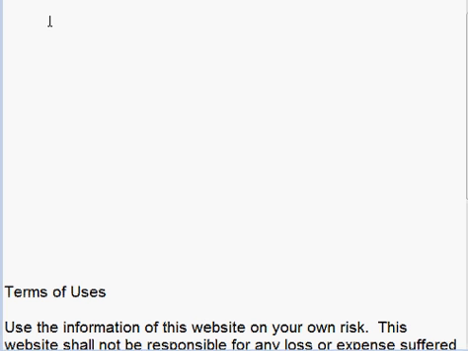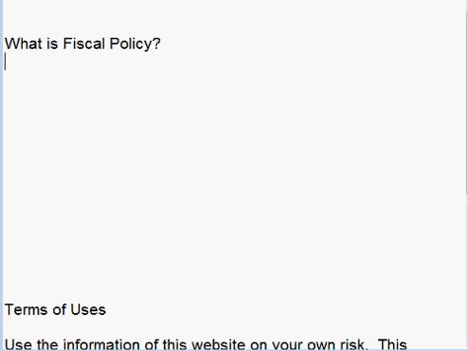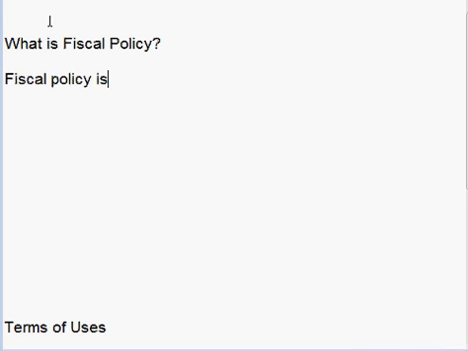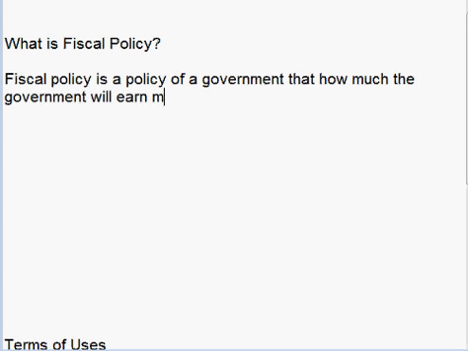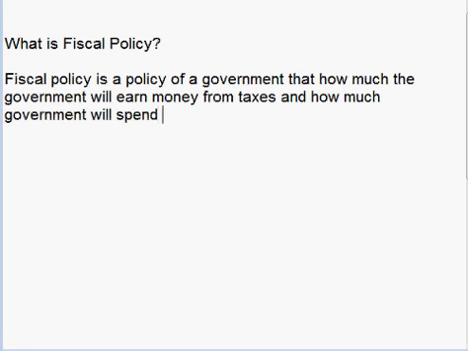Okay, so the first question is, what is fiscal policy? Fiscal policy is a policy of a government that says how much the government will earn from taxes and how much the government will spend in a particular year. So that is called fiscal policy.